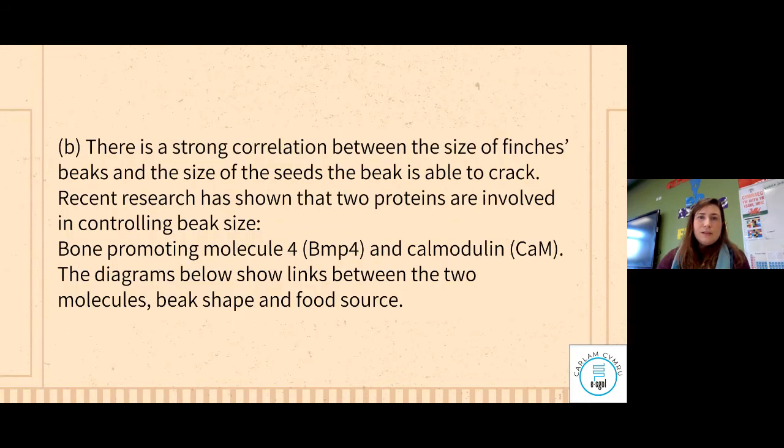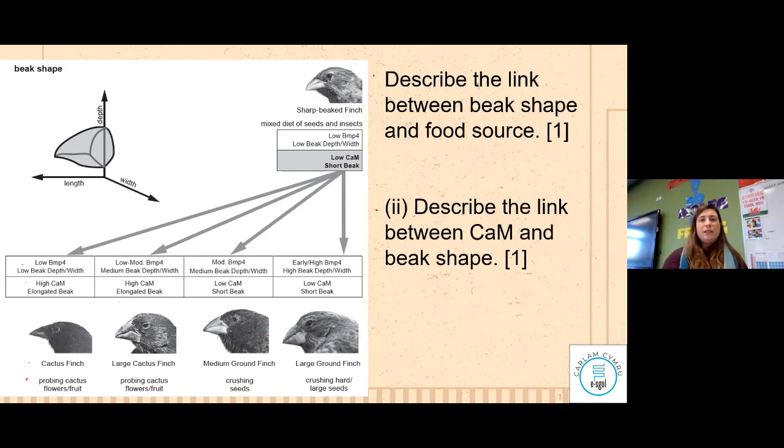So what's important with this is, although it's really important that we always read the information, we don't need to get confused about the fact that we haven't learnt about molecule BMP4 and CAM. They're giving you things to use your information, to apply your knowledge. You don't need to panic about not having looked at these things before. Okay, we need to look at the information and use the information to deduce, to conclude and get an answer.